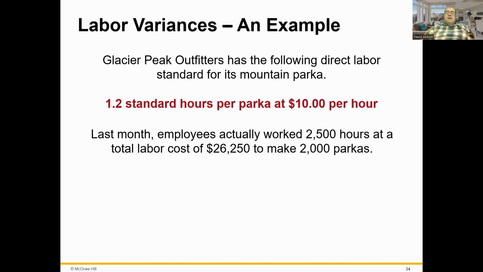So we see that Glacier Peak Outfitters has the following, and this is to figure out labor variance, the following direct labor standard for its mountain parka. So we use 1.2 standard hours per parka at $10 an hour. Last month, employees actually worked 2,500 hours at a total labor cost of $26,250 in order to make the 2,000 parkas.